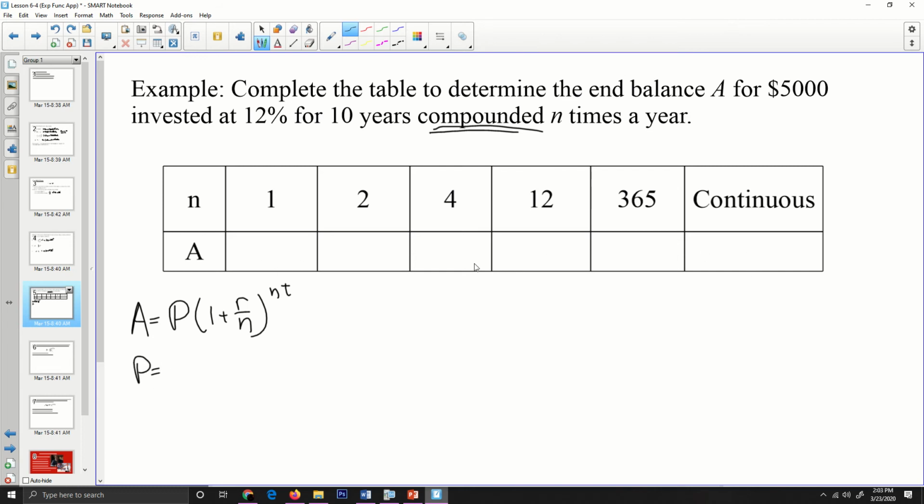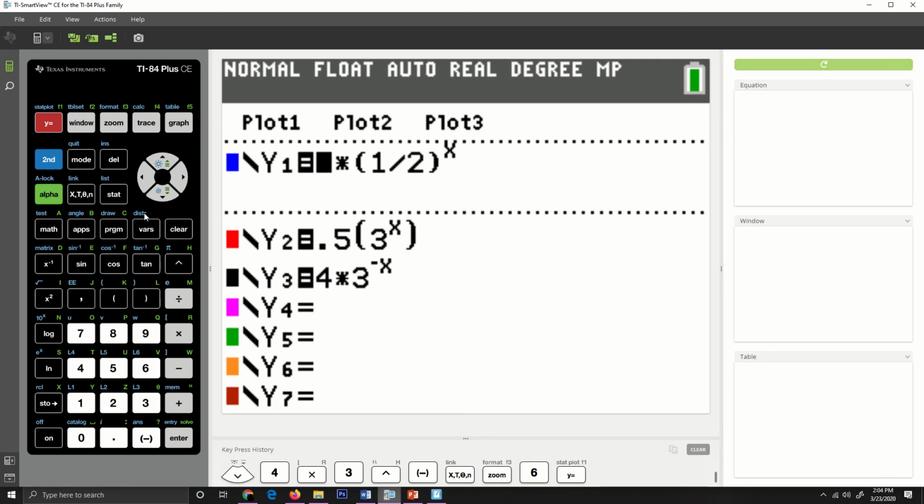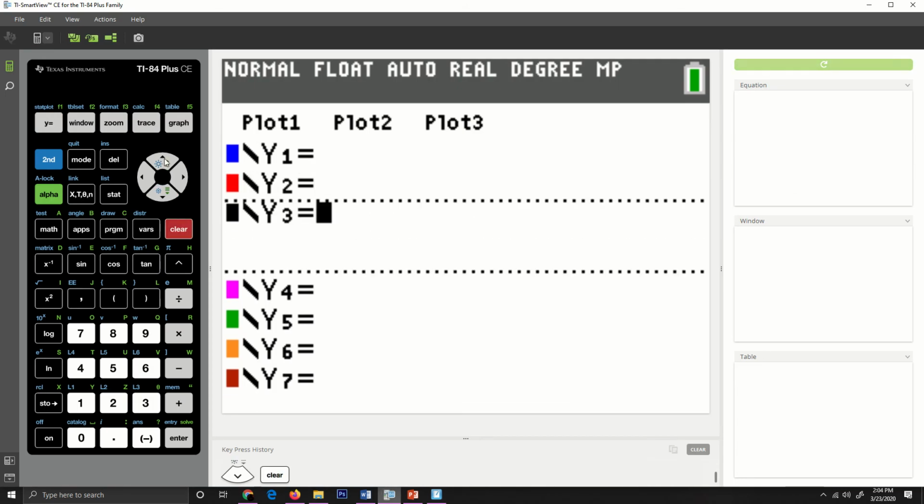P is the initial amount. That's what we started with, so 5,000 there for our initial amount. Our value for R is 12%, so we're going to put it into our calculator as 0.12, and then our time is 10 years. Now, if you notice, there's only two variables. There's N and A that we don't have values for. We're going to be plugging in N, and we're going to be calculating A, so that's kind of a plug and chug there.